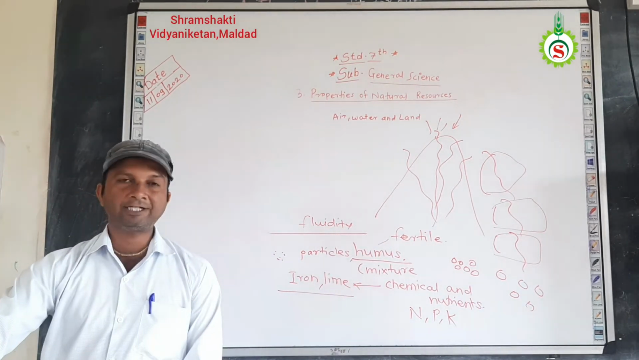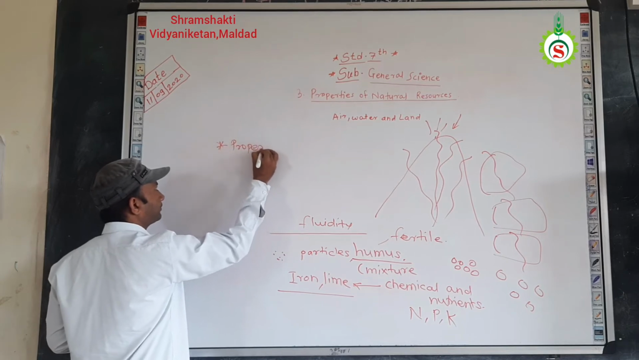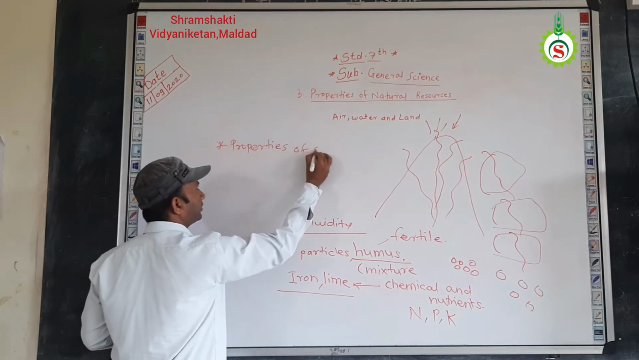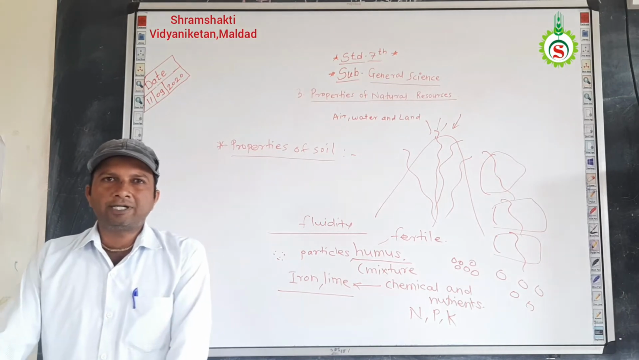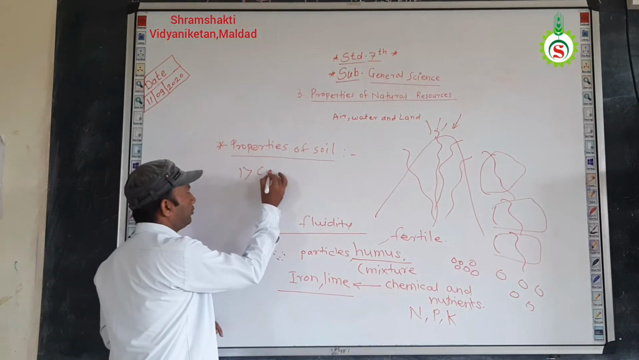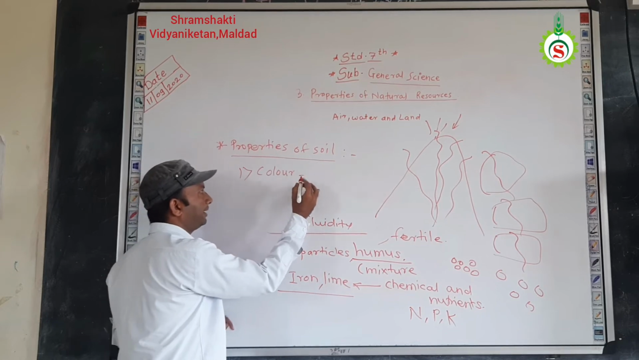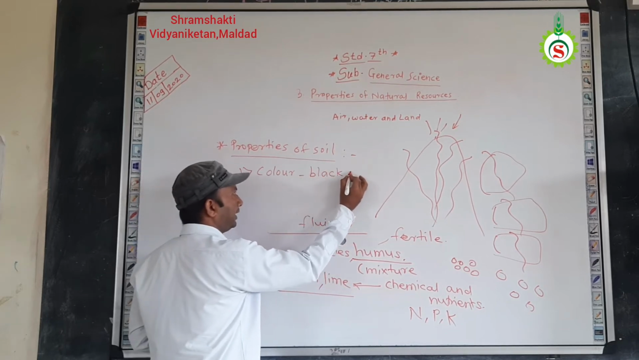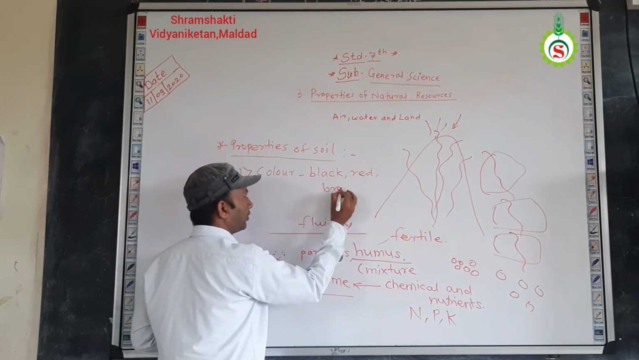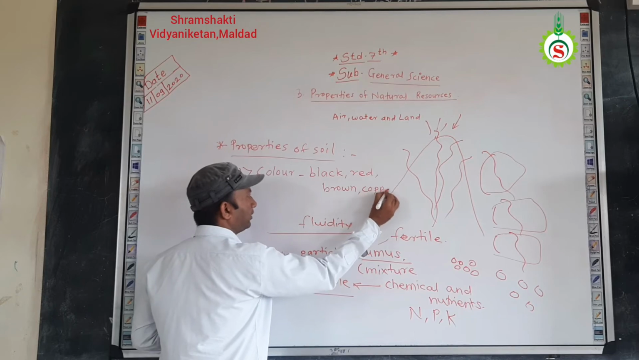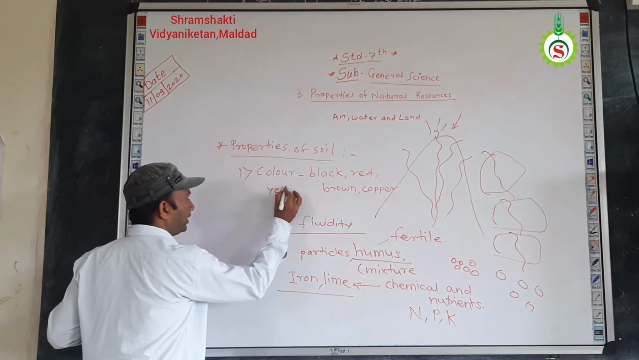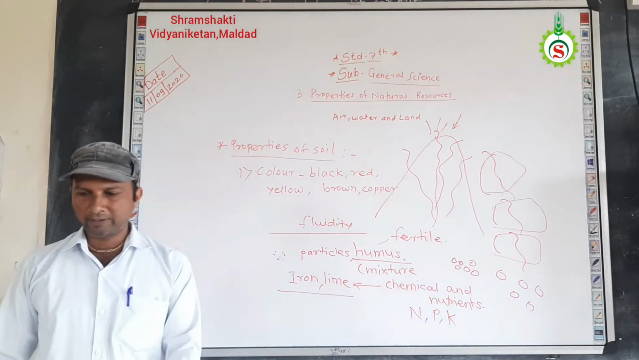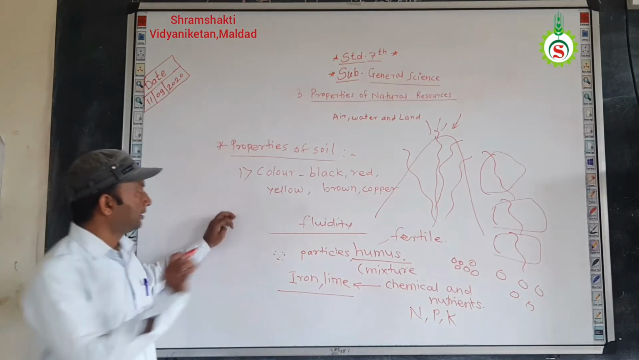Now the next part of the chapter is called properties of the soil. Next point is properties of soil. Now the first property of the soil is color. Okay. Now you might have seen different colors of the soil. For example, it may be black color soil, then red color soil, brown color soil, then copper color soil. Okay. So these are the different colors of the soil. Then there may be yellow color soil also.